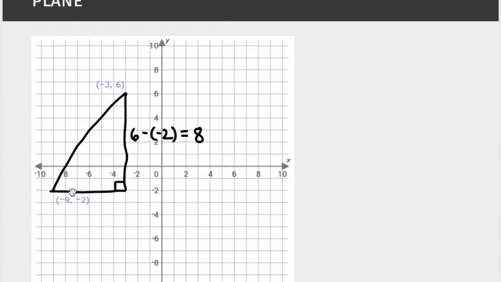For our run, or our horizontal distance, we can just find the difference between the two x values. So -3 minus -9, which is 6. Or again, we could just count that on the grid when it's graphed like this. So now we have a right triangle whose 2 legs have lengths 8 and 6. And so we can apply the Pythagorean theorem to find the distance between those 2 points.